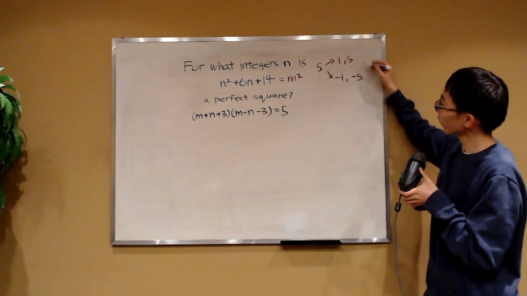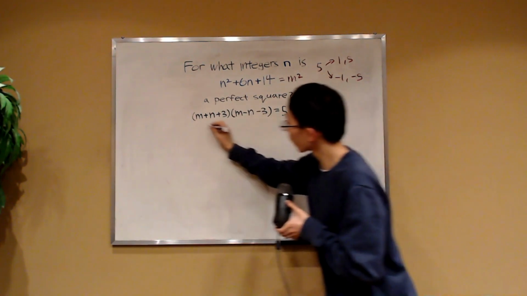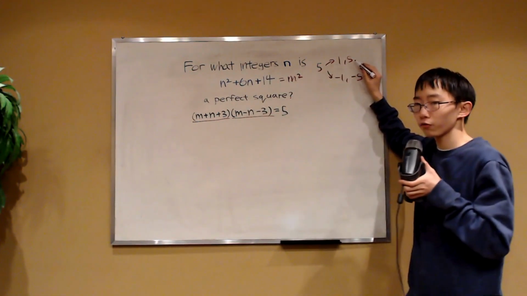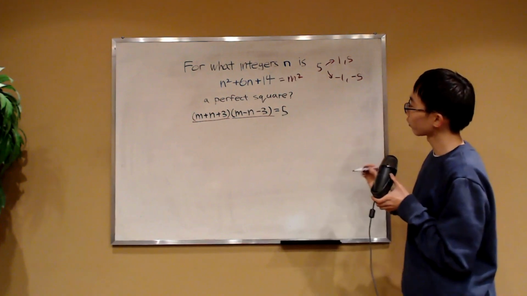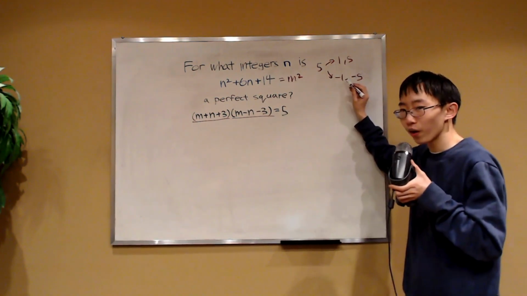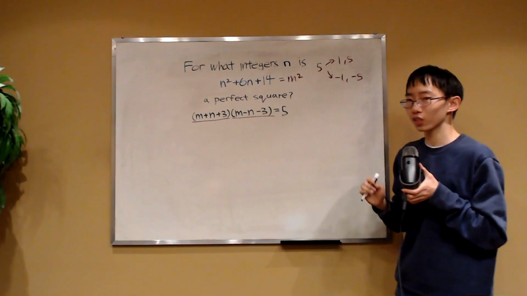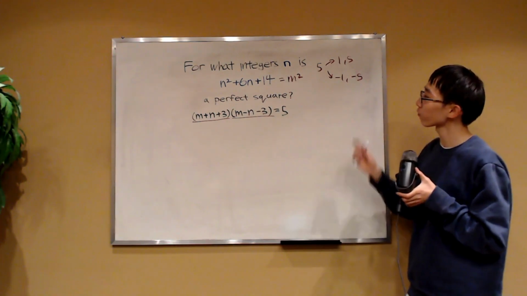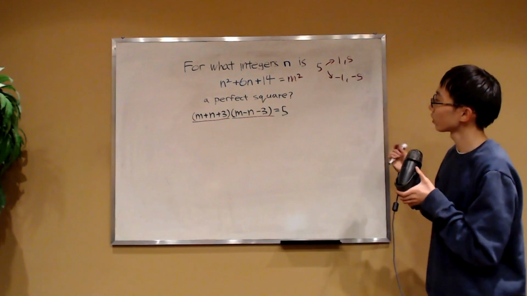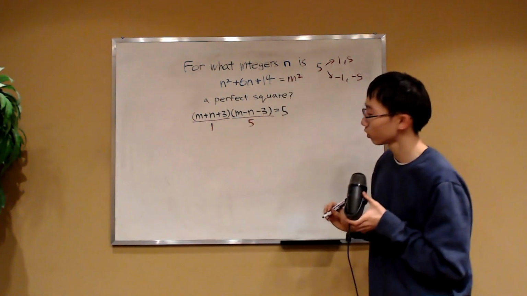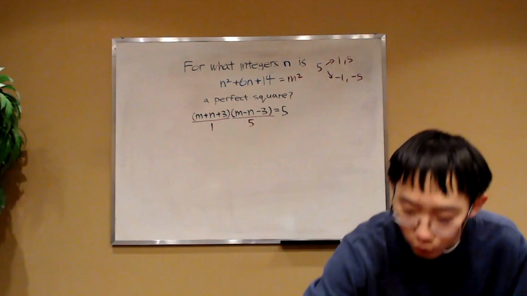Okay, so we have our factors of 5. So if one of these terms is equal to 1, then the other has to be 5, and vice versa. And if one of them is negative 1, then the other has to be negative 5. So let's just test our cases. Let's see what we can get from examining certain cases. If this is equal to 1 and this is equal to 5, then we have a system of equations.